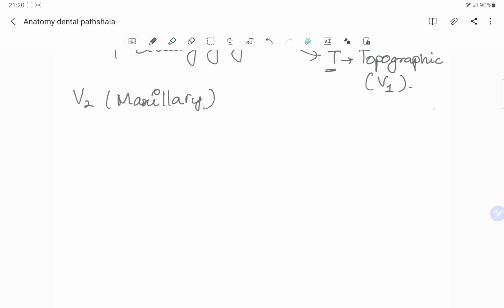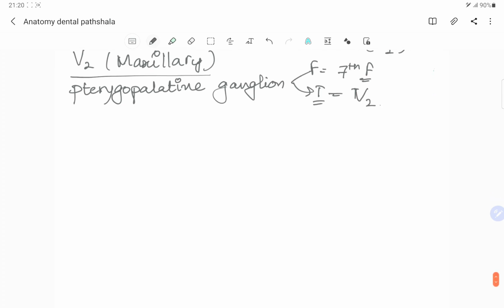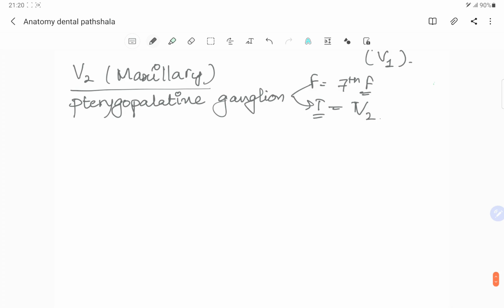we have studied the pterygopalatine ganglion in the pterygopalatine fossa, which is functionally related to the facial nerve and topographically related to the trigeminal nerve, which is the maxillary branch of the trigeminal nerve, and it supplies the LNP: the lacrimal gland, the nasal gland, and the palatine gland.